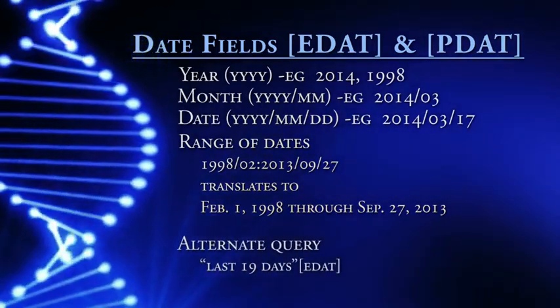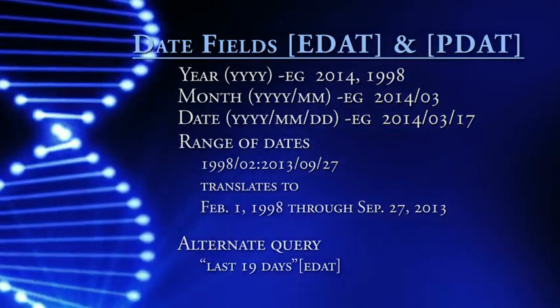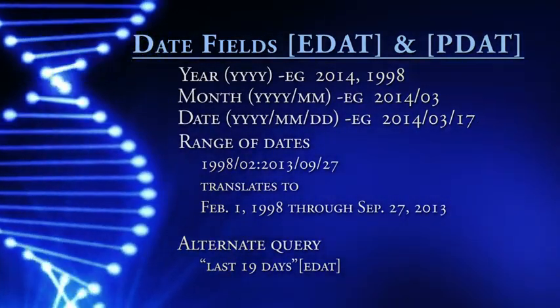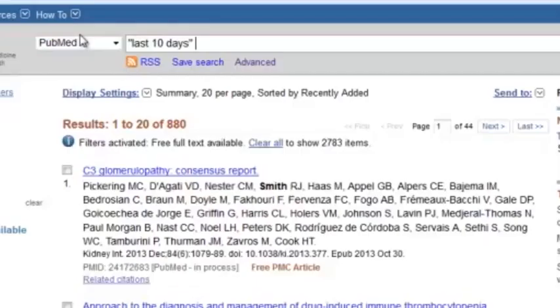An alternative type of date search is last 10 days in quotes, [EDAT]. Of course, the number can vary. So, for example, if I had heard about a paper that was submitted to Nature within the last 10 days, I would type last 10 days, in quotes, [EDAT]. I know that it was submitted within the last 10 days, not with a publication date within the last 10 days, and Nature[journal]. That limits the search to the journal Nature.